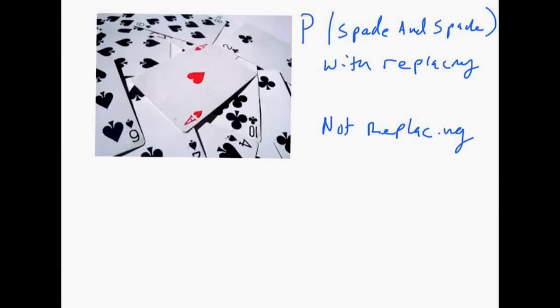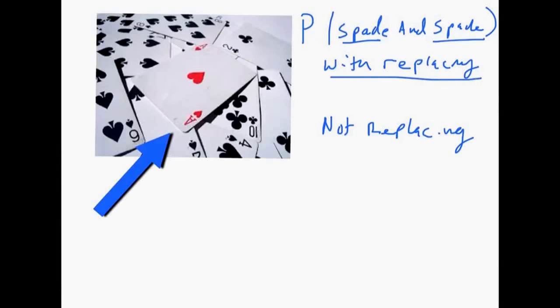So for your homework, the first question is, can you figure out the probability of pulling out, from a complete deck of cards, which has 52 cards, 13 of which are in each suit, so 13 hearts, spades, diamonds, clubs, a spade and then pulling out another spade from that one deck if you are replacing the first spade?